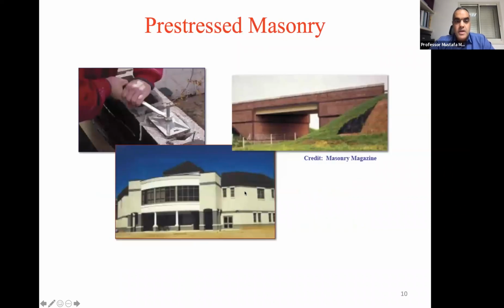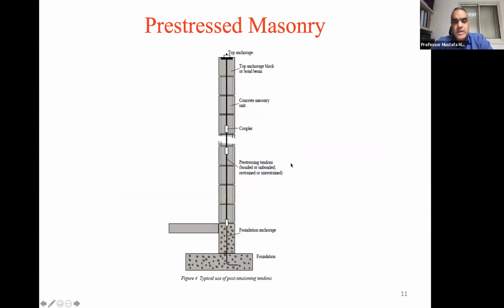Okay, pre-stressed masonry, that's another type that exists. Concrete block, and even clay masonry, are weak in tension. So we need reinforcement. And to overcome the tension problem in these structures, we apply pre-stressing. So this is one of the applications that can be used. Here you can see the tendons and the couplers and the top anchorage and the bottom anchorage to the rebar that goes into the foundation.